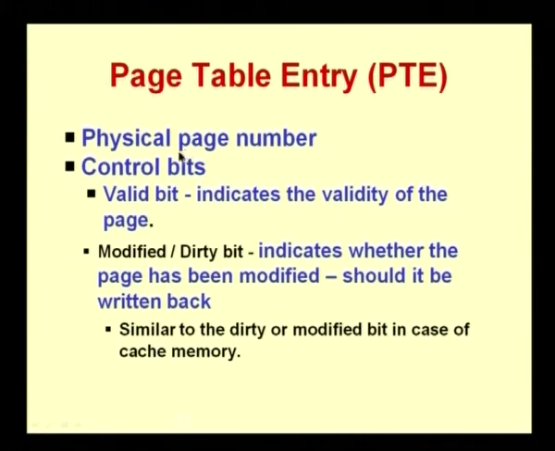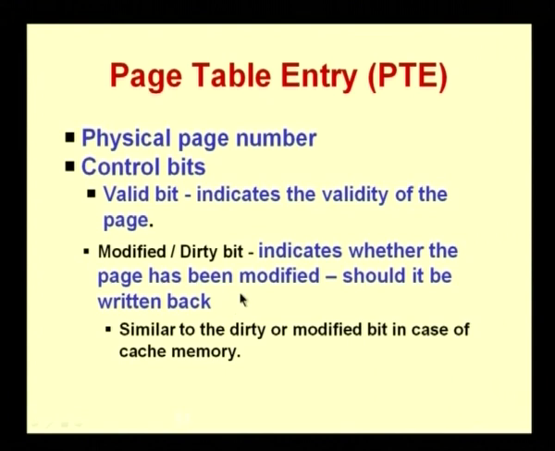The fields that we have in each page table entry are these. You will have the physical page number, you will have the control bits. Out of the control bits, the valid bit will indicate the validity of the page, whether it is present or not, and then there will be a modified bit or a dirty bit, which is very similar to the modified bit or dirty bit that we also used in the cache. This bit will tell me whether this particular page has been modified or not. Remember, if it has been modified, then it should be written back when I replace this page. If it has not been modified, I don't need to write it back. So for that purpose, we need to have this modified or dirty bit.